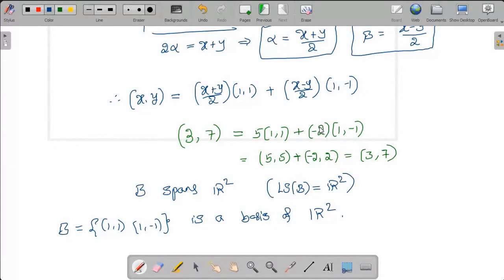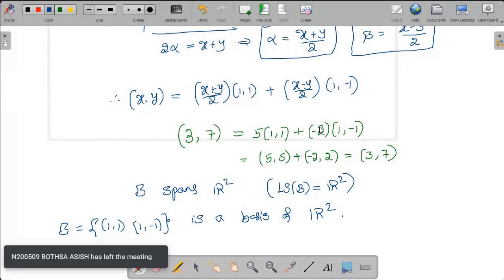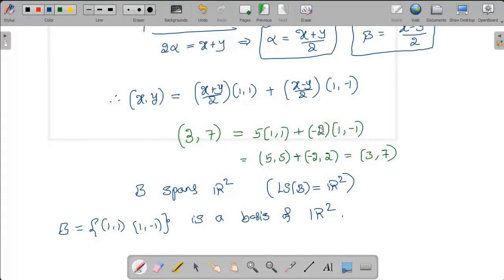If the basis set has two elements, it is two dimensional. R2 is two dimensional, because you can generate entire R2 with just two elements. R3 is three dimensional because you can generate it with three elements. That basis set will contain three elements.